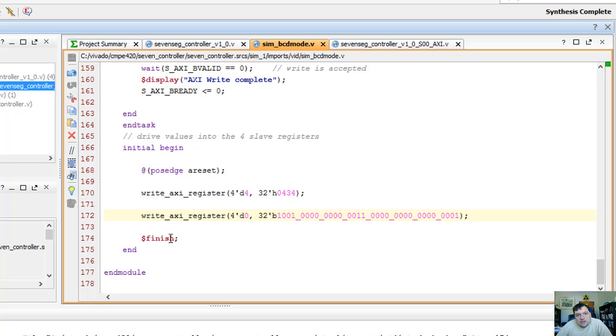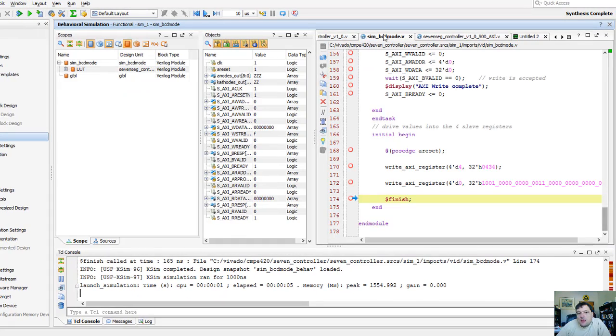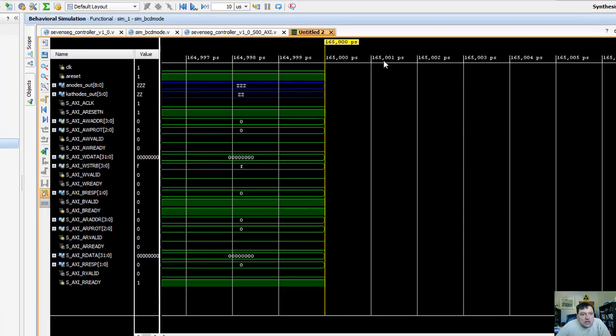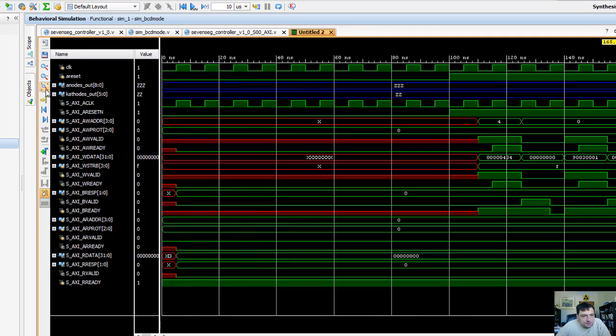So at this point we should be able to hit finish, and then we should be able to see what the output looks like. Let's take a look and see what we get. So the simulation finished. It hit the finish line here, and we can take a look at the waveforms. I'm going to zoom out. And most interestingly, here are the waveforms. Our waveforms are all Z's. That's not what we expected.